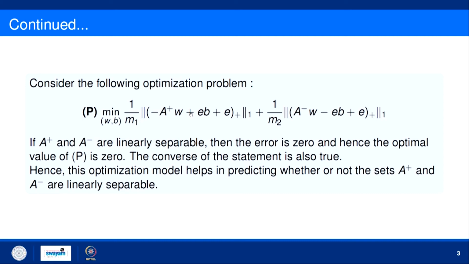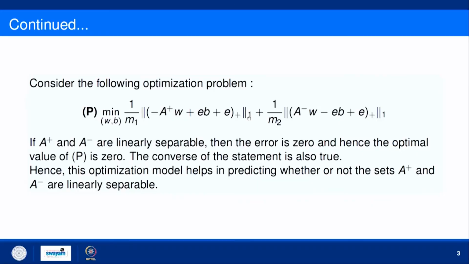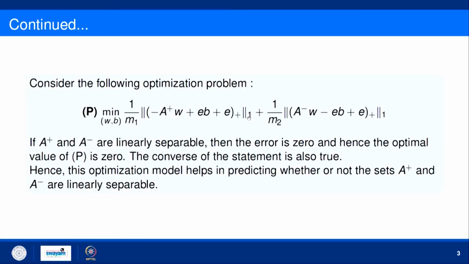There are two terms here and both are non-negative because of the norm 1. Norm 1 means the sum of mod values, a sum of M1 values here and a sum of M2 values here. If this comes out to be 0, that means each term is equal to 0. Plus means the maximum of A and 0, so if it is 0, none of the terms is positive, all are 0. Similarly, here also all the terms will be 0.